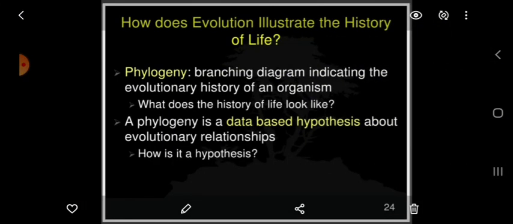How does evolution illustrate the history of life? The term is phylogeny, which is a branching diagram indicating the evolutionary history of an organism. What does the history of life look like? A phylogeny is a data based hypothesis about evolutionary relationships. How is it a hypothesis?